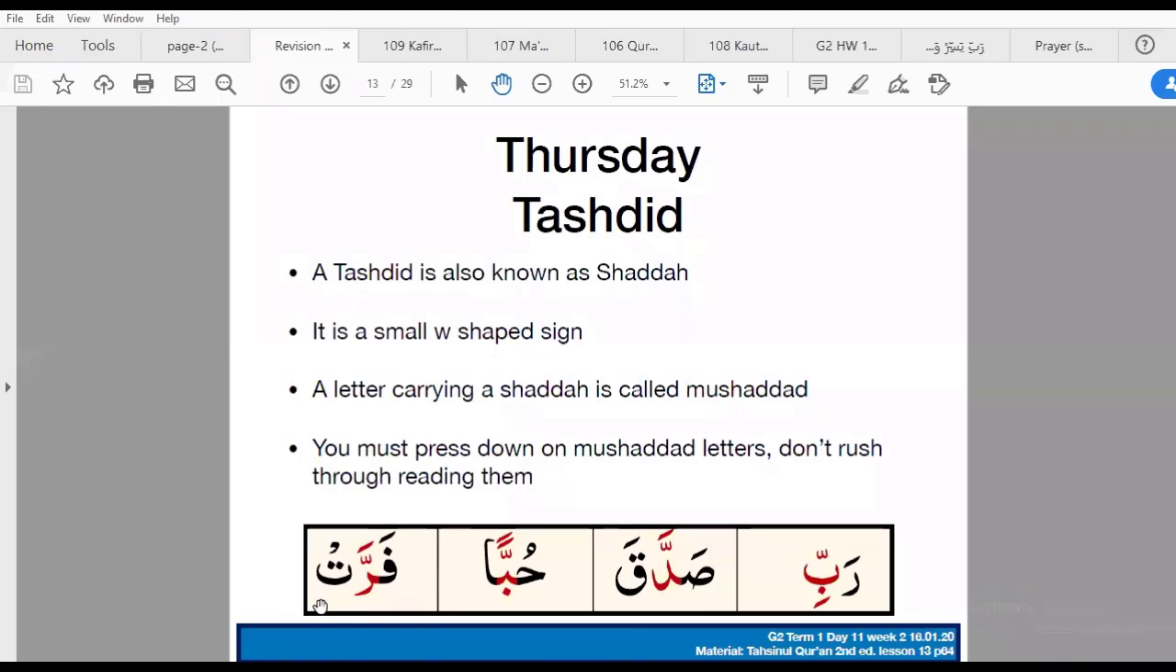Yes, Farrat. So this mushaddad letter, you press down on it and then you join it softly with the sakin letter. Okay, excellent. Well done.